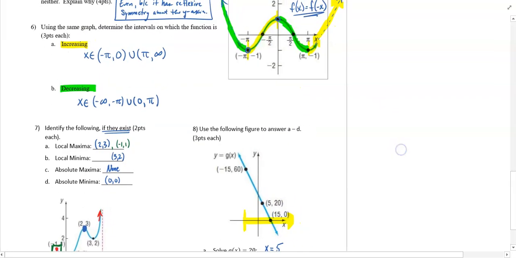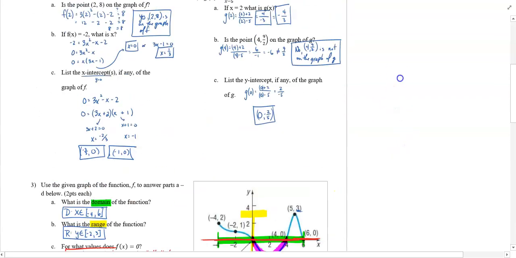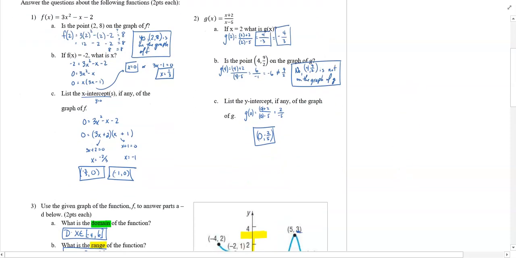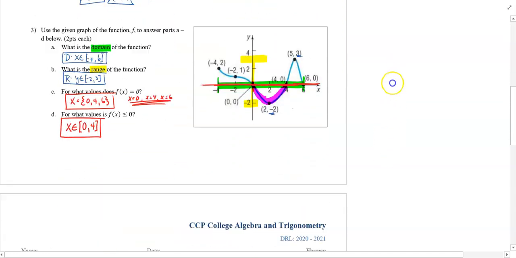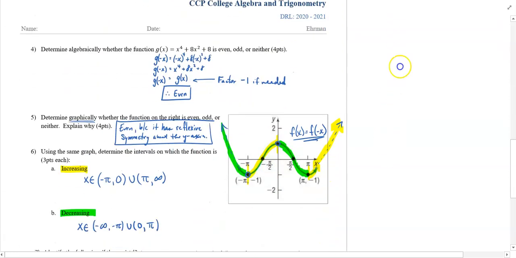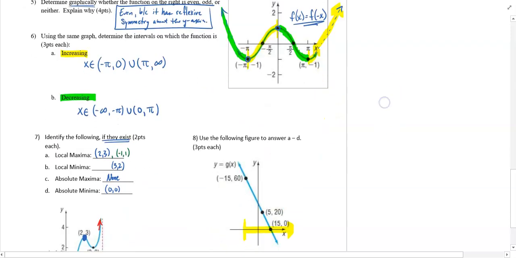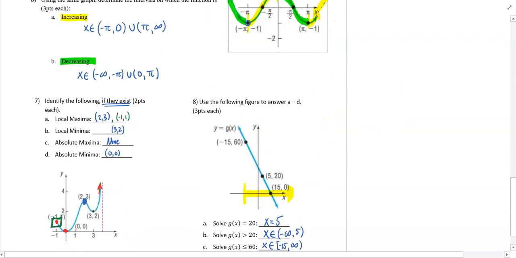And that's it. That's our no calculator portion of the test. Lots of information is covered in here about function behavior and notions that we've talked about in class. But I feel if you can demonstrate your understanding for these style of questions, then that's a pretty good indicator of your understanding for this portion of the unit.